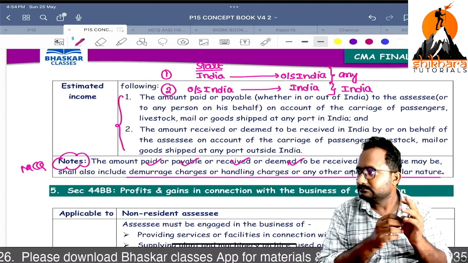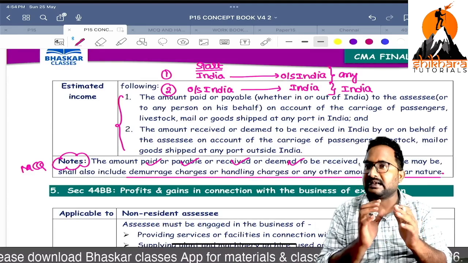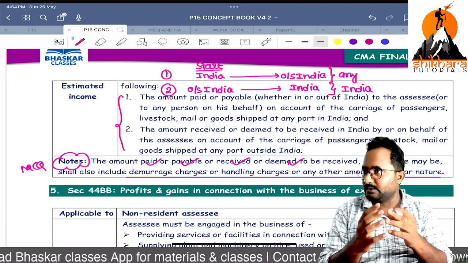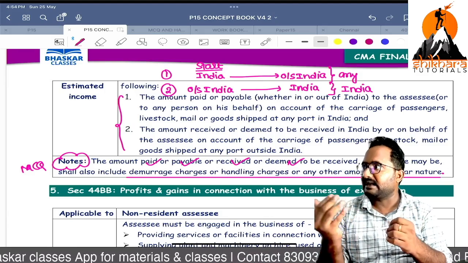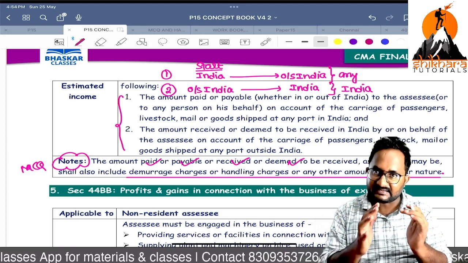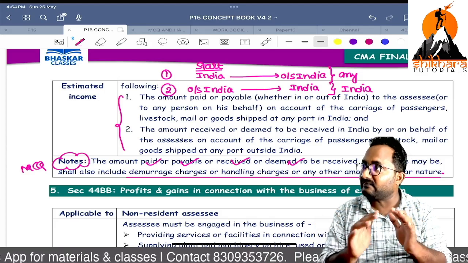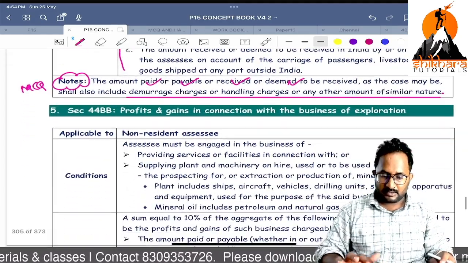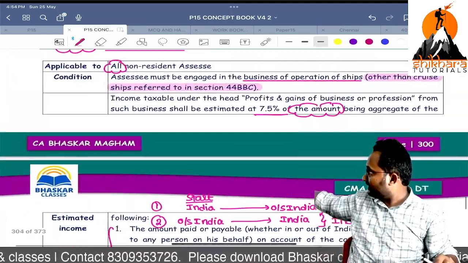It means, if you are not clearing the goods within a certain number of days as per the customs authorities, you have to pay penalty charges like demurrage charges, handling charges, etc. That is also included. On that we can calculate 7.5%. But we don't have any questions related to this Section 44B.